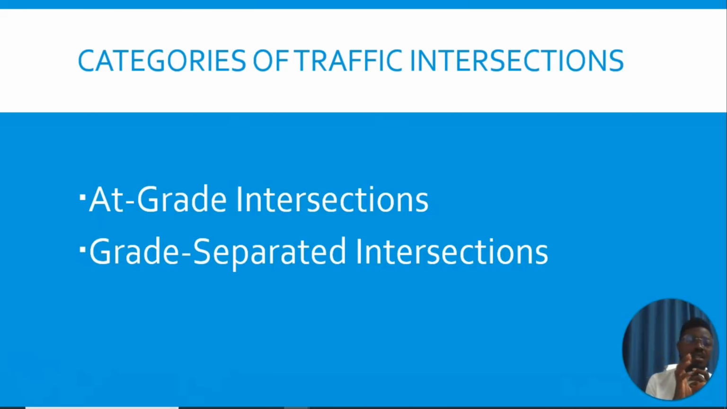So this helps to have a good understanding of the difference between at-grade intersection and grade separated intersection. At-grade intersection: the same level, the same elevation. Grade separated intersection: they have different heights, flyovers, underpass, overpass. So they're different.